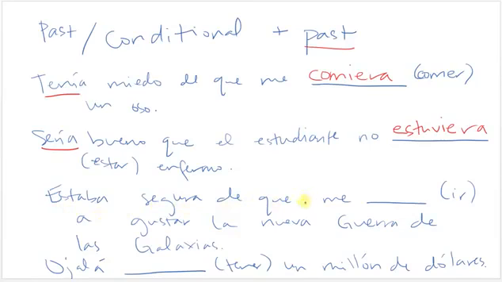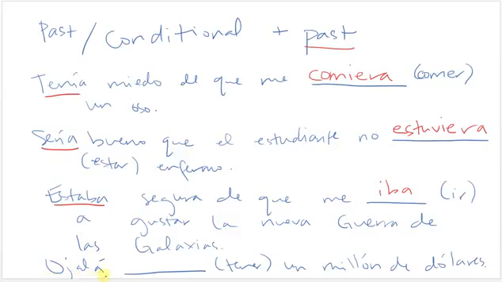Estaba segura de que. I was sure that. So we have the past tense here, but I was sure that is not a subjunctive trigger. Don't be fooled, because I was sure about it, therefore it's certain, therefore it's not doubt. So we're just going to use the regular past tense here, not the past subjunctive. So I was sure that I was going to like the new Guerra de las Galaxias, which is Star Wars. Regular past tense, iba.